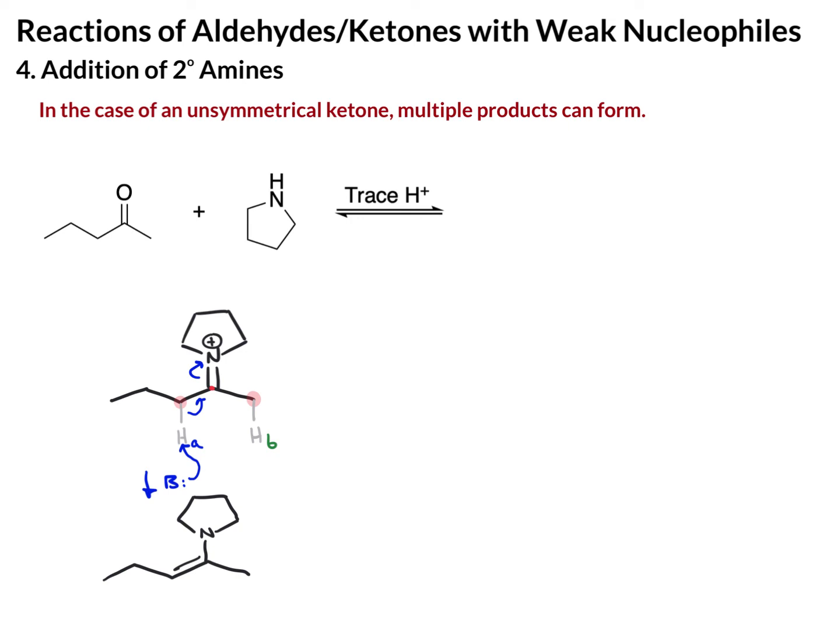Now if we go through by proton B, again we'll use a base. That will come and take this proton, eliminate, and push those electrons onto the nitrogen. So in this case, the double bond will be on the right side, and there's our cyclic amine. So both of these products will result in this particular reaction.